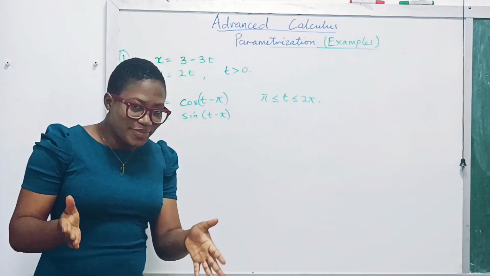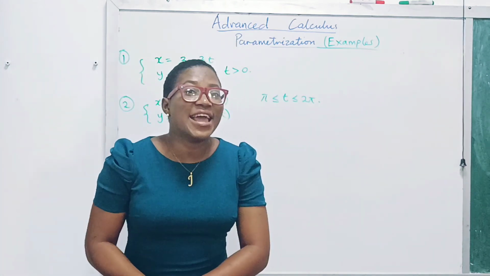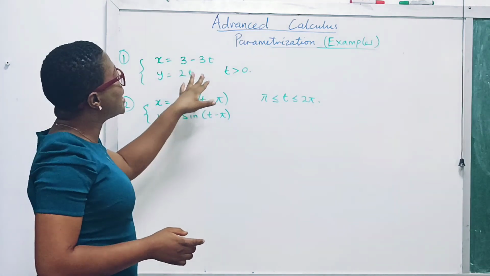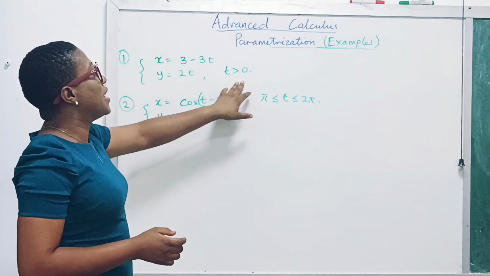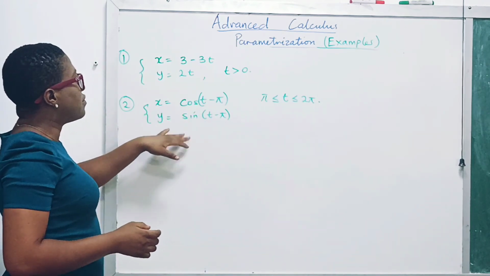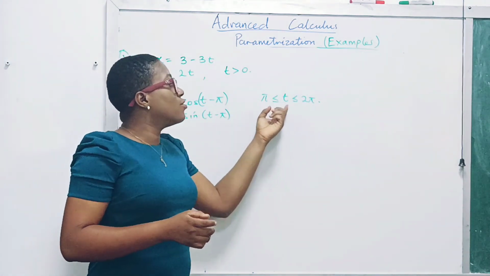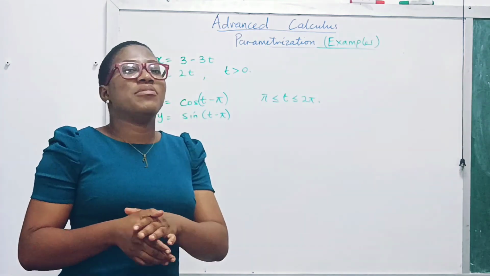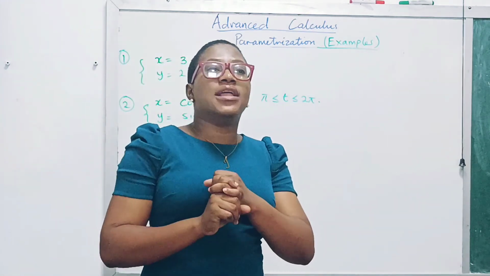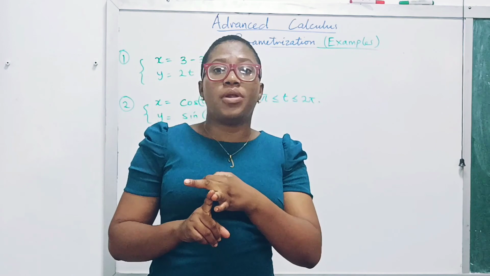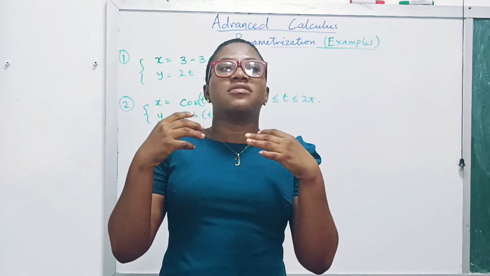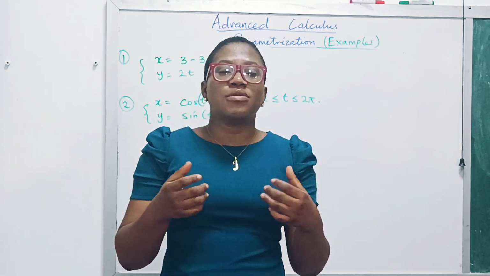So let me talk to my people. My people, we have come to the end of this video. I would like you to try number 1. We have that x is equal to 3 minus 3t. Y is equal to 2t. T is bigger than 0. And we have x is equal to cos t minus 5. Y is equal to sin t minus 5. T is in between pi and 2 pi. Please give it a try and let me see your answers in the comment section below. Tell me the equation it represents and the type of equation. Is it a hyperbola? Is it a parabola? Is it an ellipse? Give as much detail as possible in the description that you feel it represents when sketched.